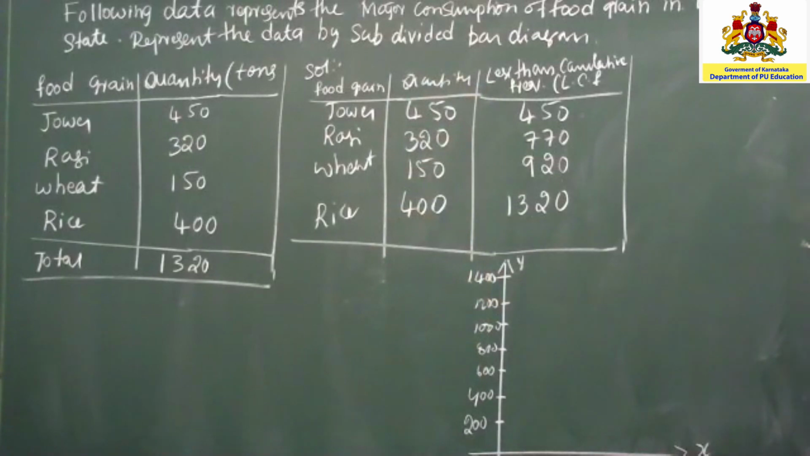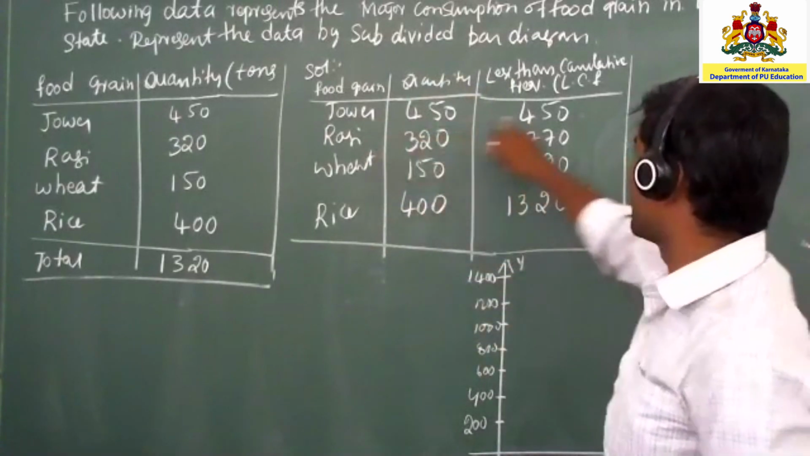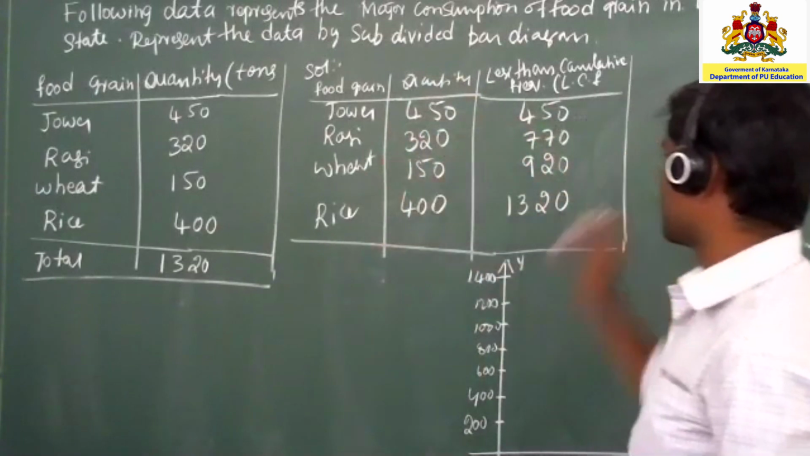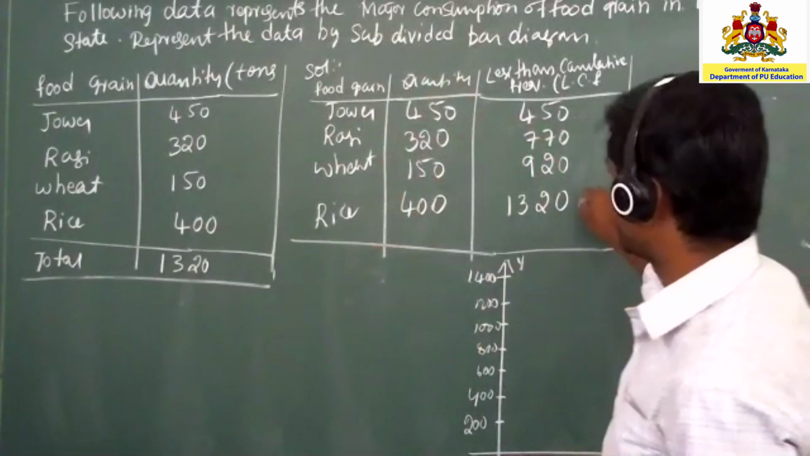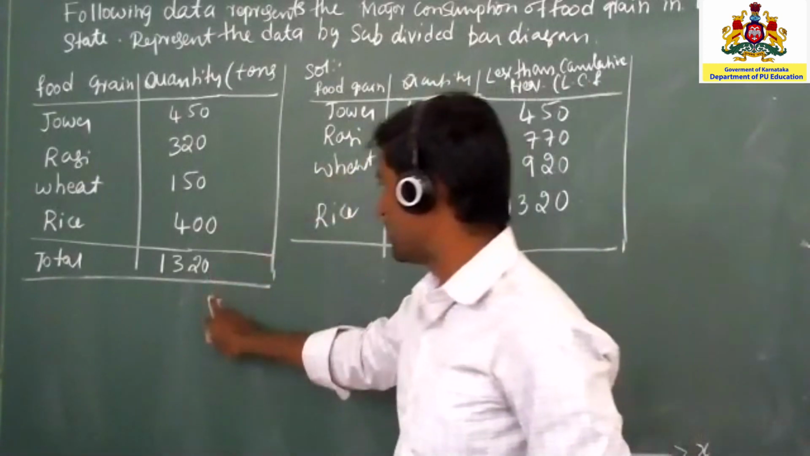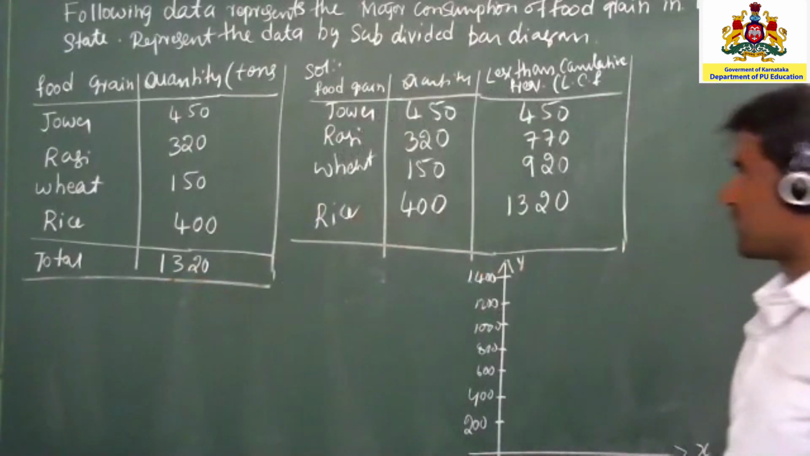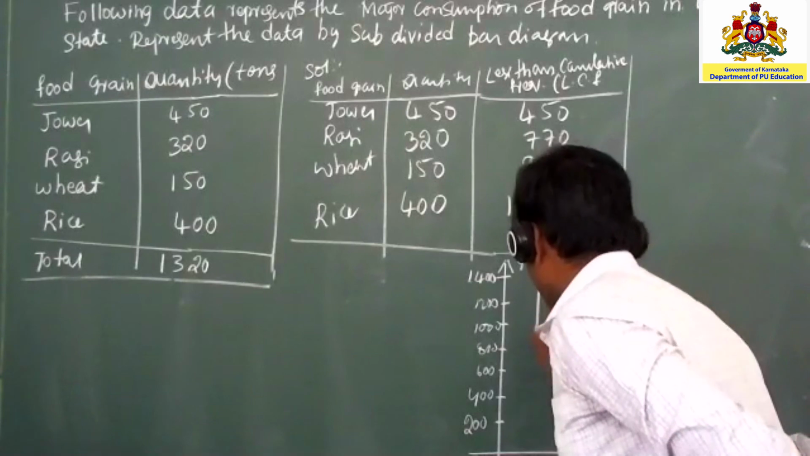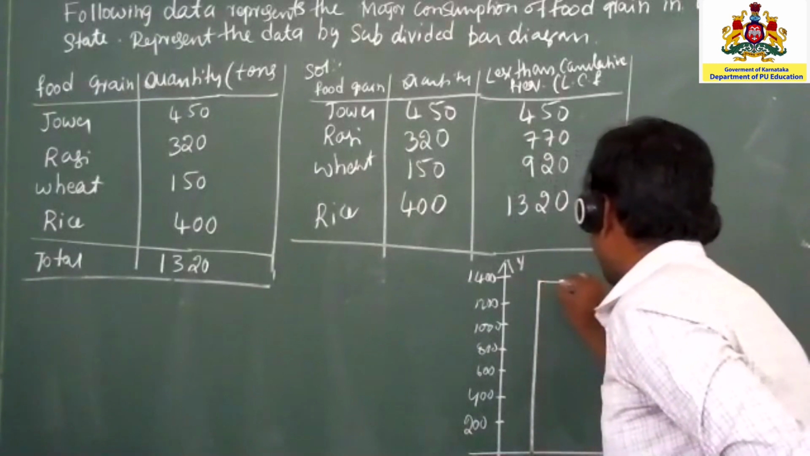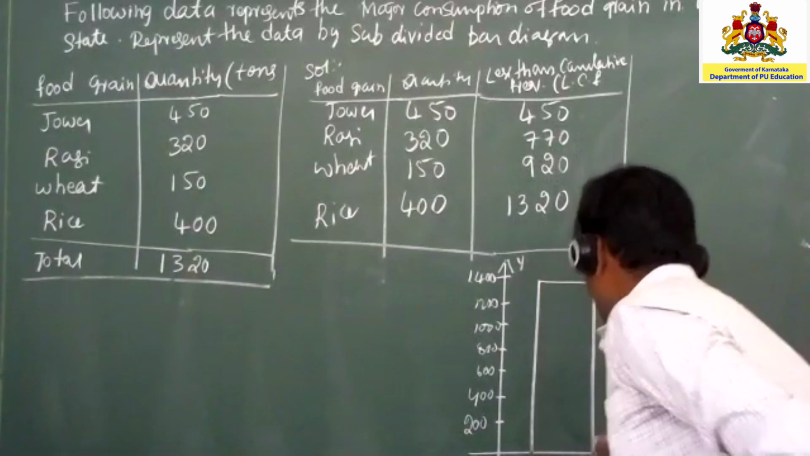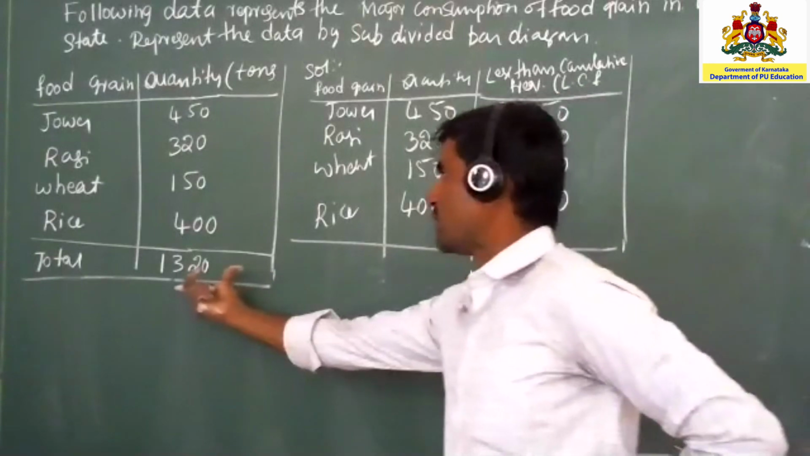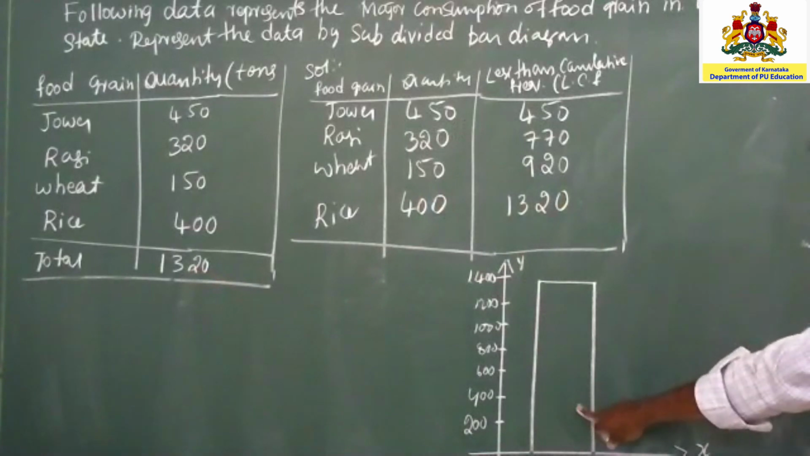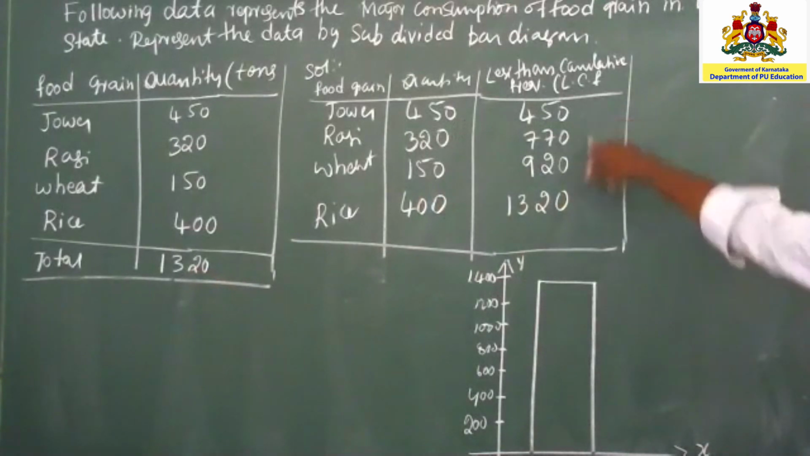Right. Now the first value, the Jowar value, what is the value? 450. Ragi value is 770. Wheat value is 920. Rice value is 1320. So this is the total value. First draw the bar for this total value. What is the total value? 1320. So approximately here, 1320. After this, we have to divide it into different segments by using these values.